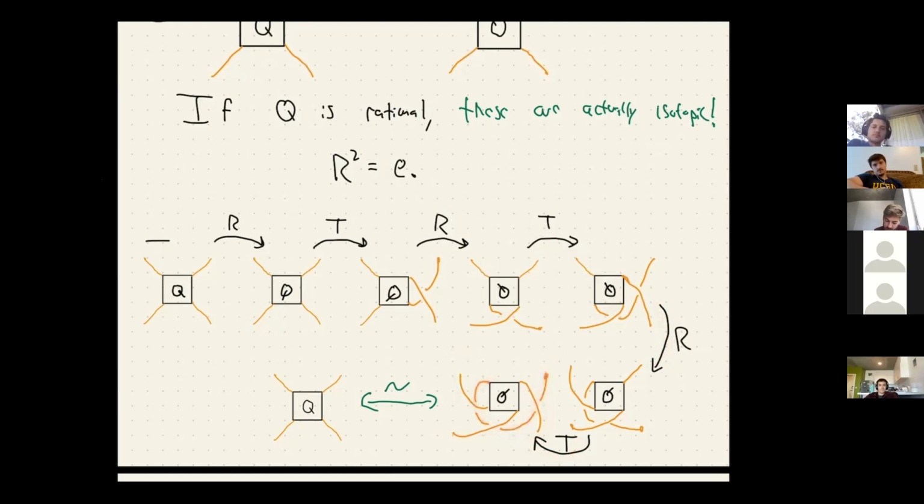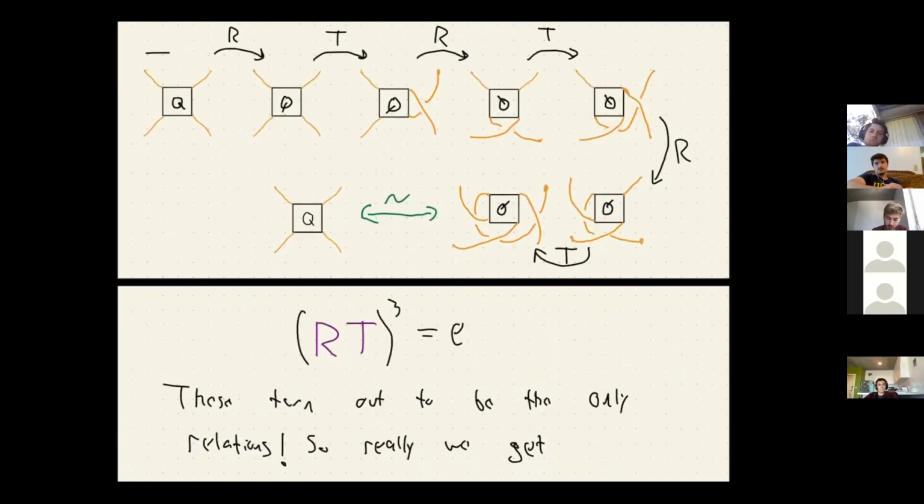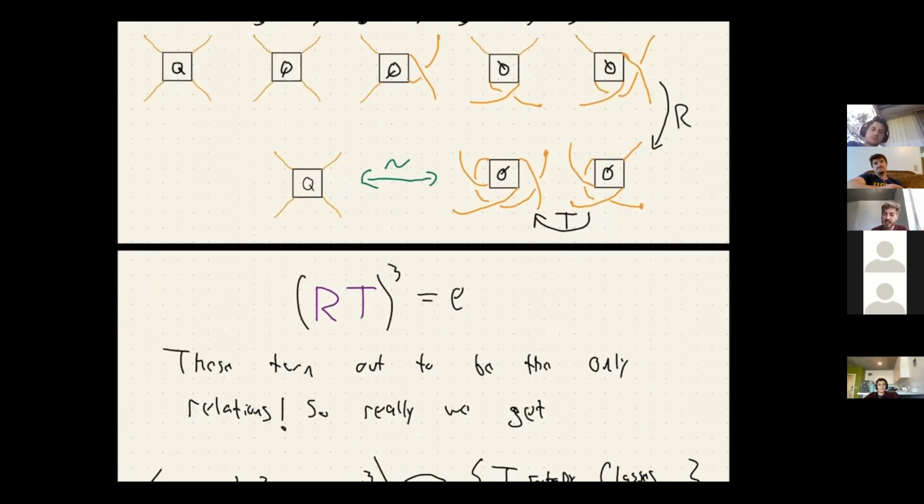So what we can think about is taking that strand under the whole diagram and up until we get that. And then it's pretty clear that once we see that this strand is the same as this strand by a sequence of Reidemeister moves, we can just twist the whole diagram back into its original position. And so this sequence RT, RT, RT is actually the identity. So this is RT cubed.